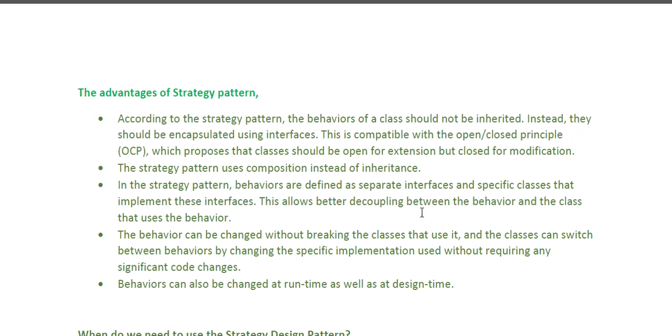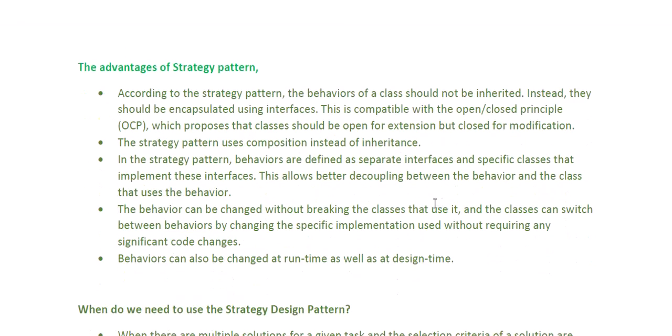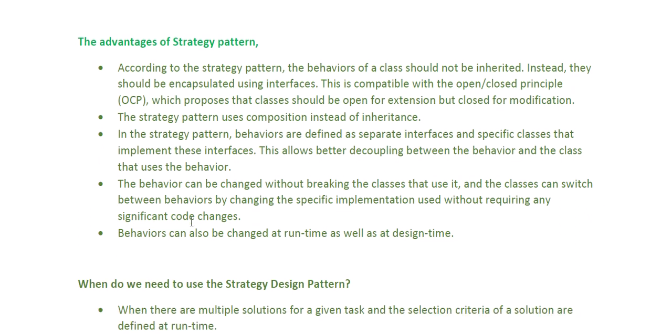This allows better decoupling between the behavior and the class that uses the behavior. This is your behavior and your client application over here. I have not drawn it. So basically all these context, all these things are used by your client application only, the end user application, you would say client code. So it basically decouples your client application from the behaviors code. So that's the main idea. This allows better decoupling between the behavior and the class that uses the behavior. The behavior can be changed without breaking the class that uses it.